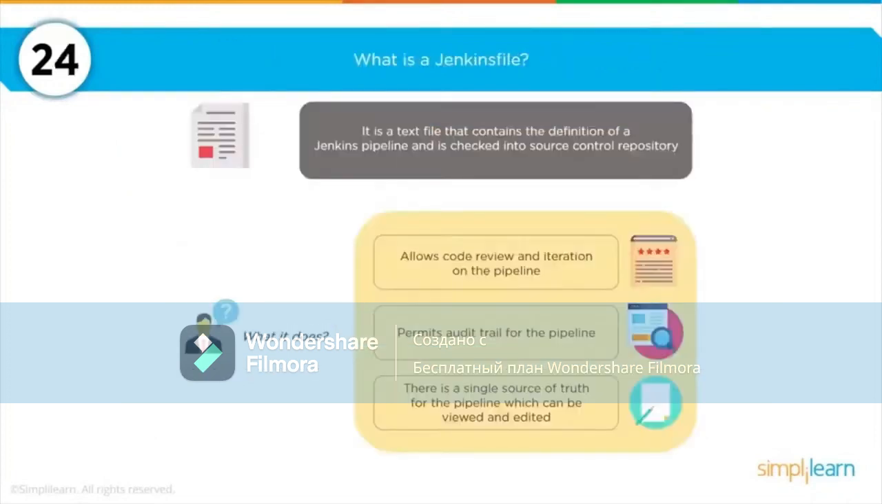The next question you'll be asked is, what is a Jenkinsfile? Simply put, a Jenkinsfile is a text file that has a definition of a Jenkins pipeline and is checked into a repository. This really allows for three things. One, it allows for code review of the pipeline. It permits an audit trail for the pipeline, and a single source of truth for the pipeline that can be viewed and edited.